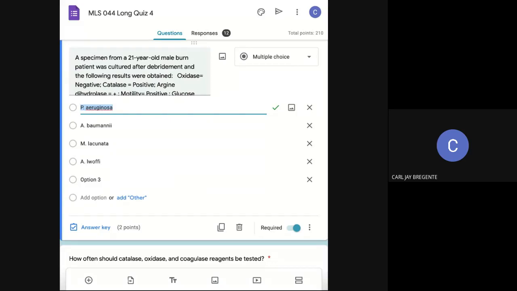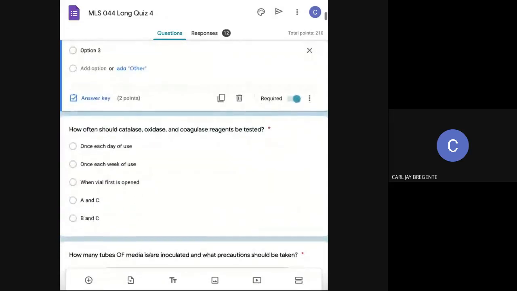Acinetobacter is also not the answer. Acinetobacter baumannii and lwoffii are in the choices, but Acinetobacter species are oxidase negative. Moraxella is also not the answer; rule out Moraxella because it is highly susceptible to penicillin, and the choice is penicillin resistant. That is why what remains is Pseudomonas aeruginosa.